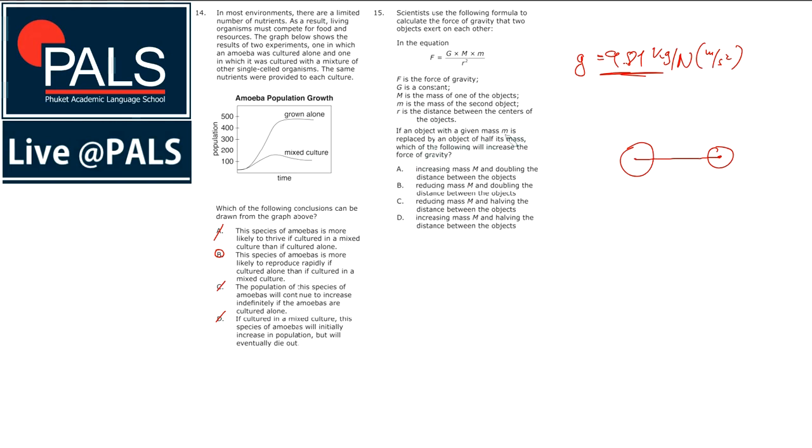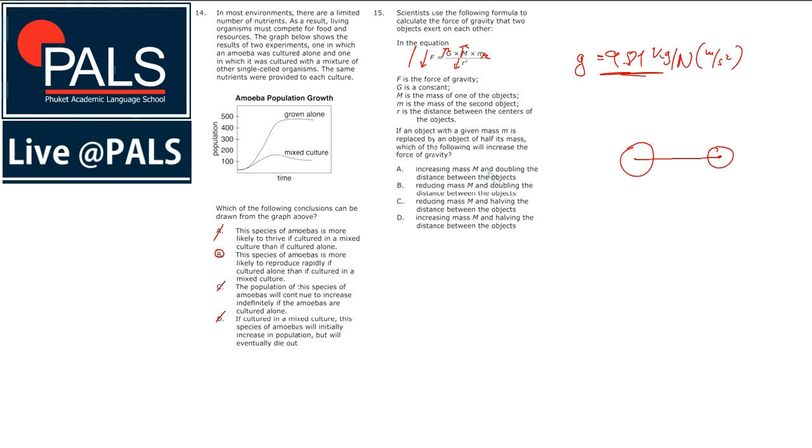If an object with a given mass m is replaced by an object of half its mass, so m over 2, which of the following will increase the force of gravity? Having half the mass makes this number smaller, which would decrease the force of gravity. So how can we increase the force of gravity again? In general, if we have a fraction like this, how can we increase our outcome? Either by increasing the number in the numerator or by decreasing the number in the denominator.